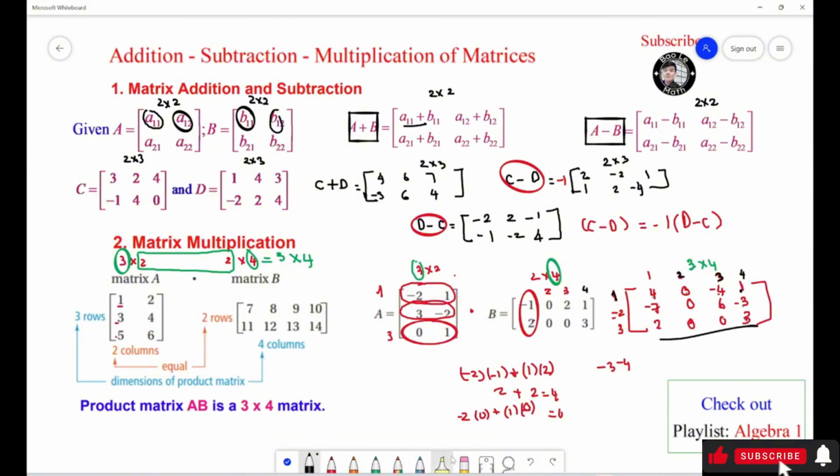Now, what if B times A? What's the dimension of B? The dimension of B should be 2 rows, 4 columns, so 2 by 4. Now the dimension of A is 3 rows, 2 columns, so it is 3 by 2. Now look at this one. 4 and 3 right here, they are different. So this product does not exist.